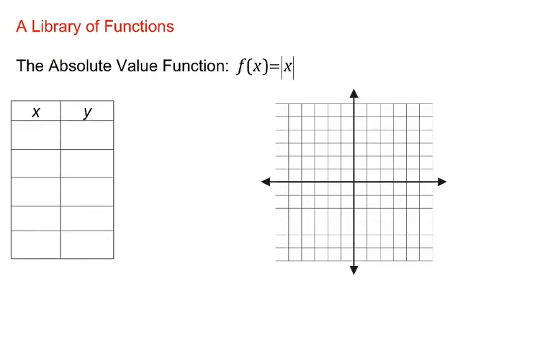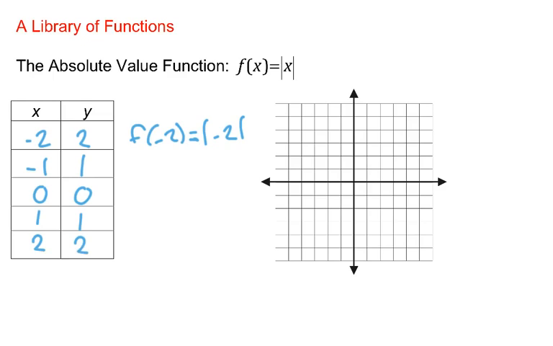Absolute value. Okay, this graph is very, very interesting. Let's plug in some values for x again, and we're going to go back to the usuals. When you look at the absolute value of a number, remember that's the distance between that number and 0 on the x-axis, on a number line. And so the absolute value of negative 2 is 2. The absolute value of negative 1 is 1. The absolute value of 0 is 0. Absolute value of 1 is 1. Absolute value of 2 is 2.